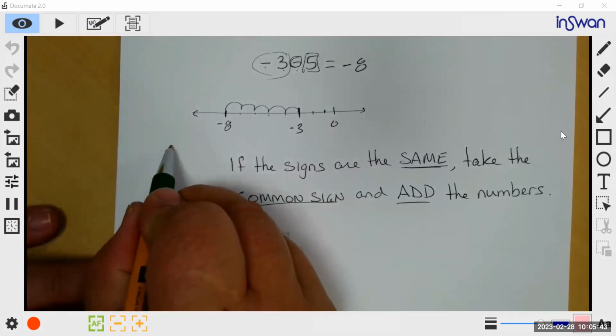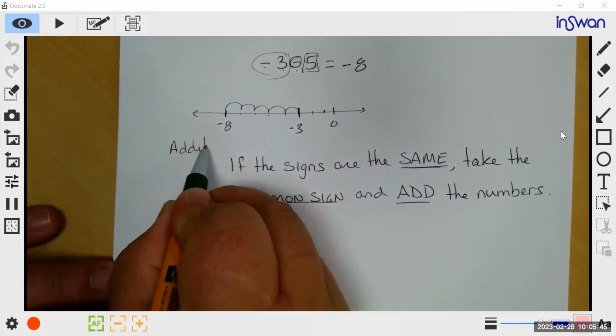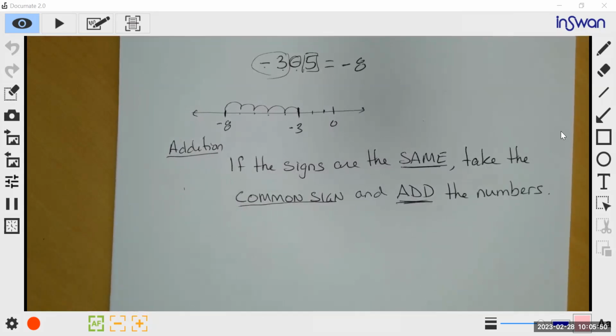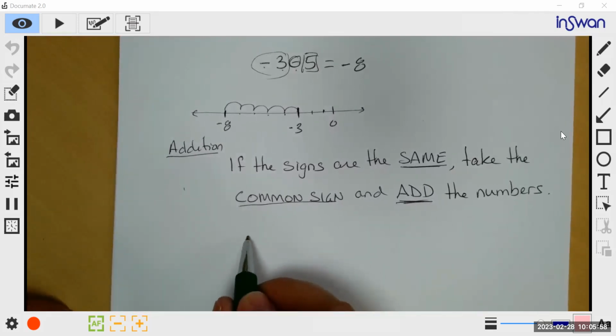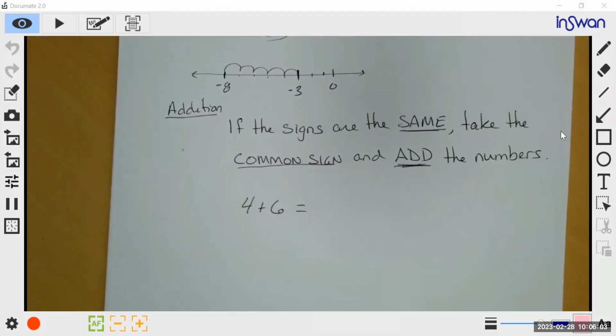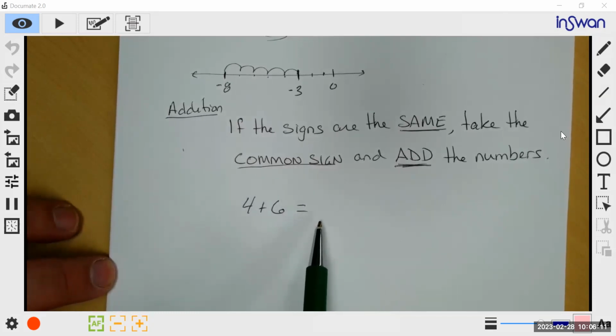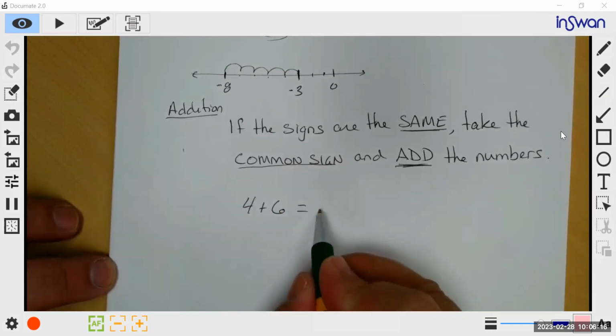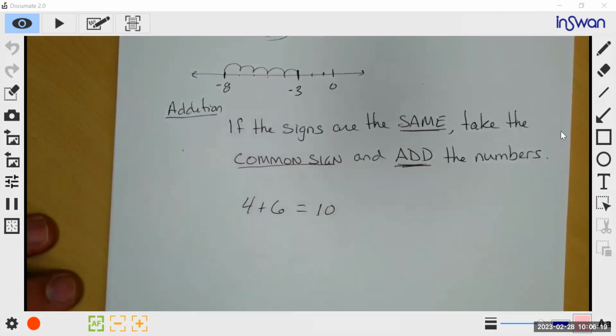This is addition. So if you follow this rule, remember I said earlier, treat the signs and the numbers differently. So the question I'm going to ask you is, is this answer going to be positive or negative? The answer is going to be positive. 6 plus 4 is what? 10. So the answer is positive 10.